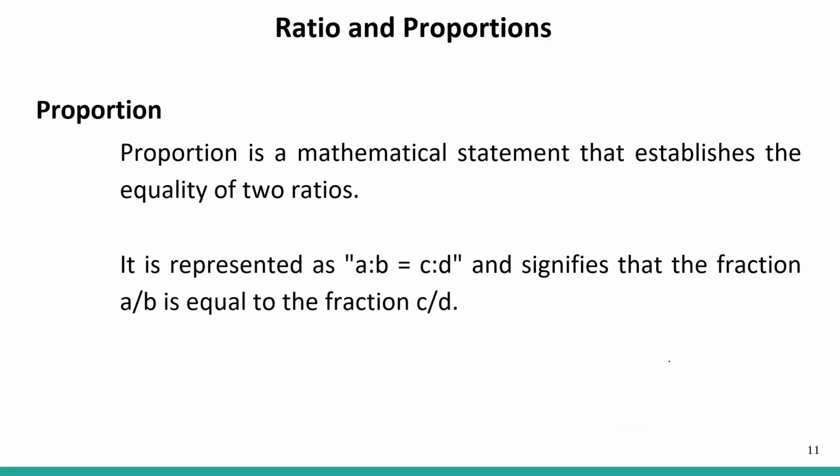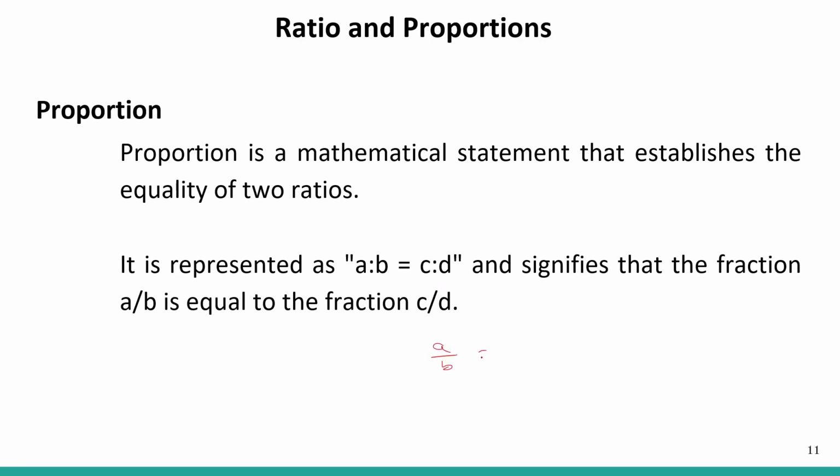So let's see proportion. Proportion is nothing but a mathematical statement that establishes the equality of two ratios. If we say two ratios are equal, then we say that they are proportionate or equally proportional. It is represented as A is to B is equal to C is to D, and signifies that the fraction A by B is actually equal to C by D.